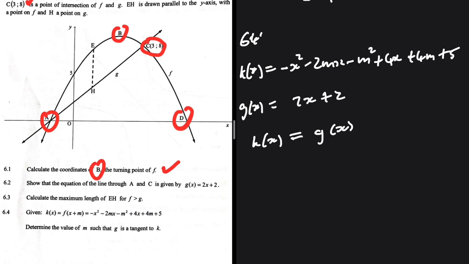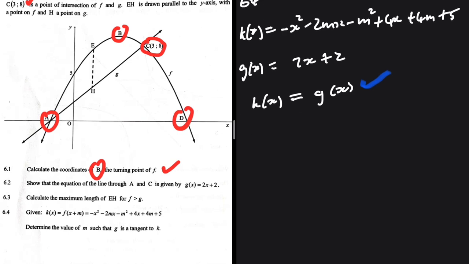Why are we equating these two? Because in order for g of x to be a tangent, you can agree with me that k of x and g of x need to touch, right? But the special condition is that they need to touch only once. So we are going to address that. First of all, let's just address k of x being equal to g of x, because we know that that needs to be true. So let's go and see what we end up with.